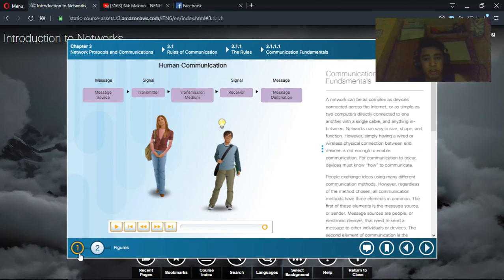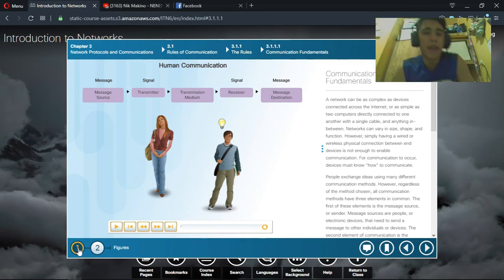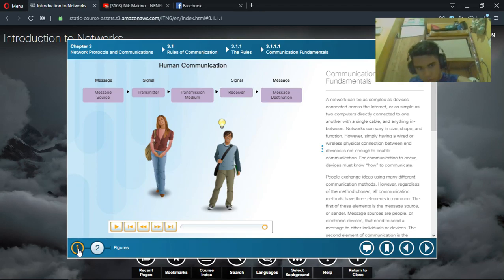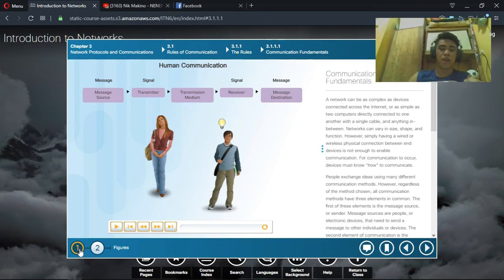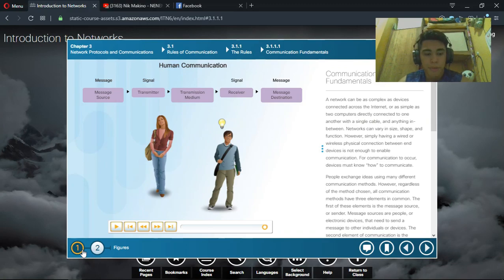In communication, human communication and computer communication are somehow the same. Why? It's because in human communication you need two people to create a communication. And in computer communication, you also need two computers to create a communication.